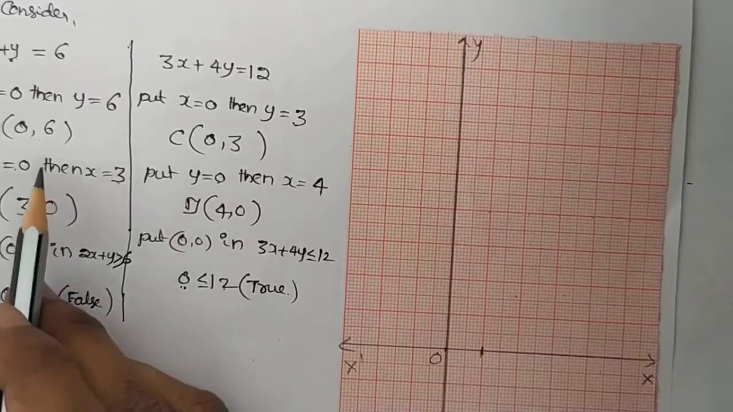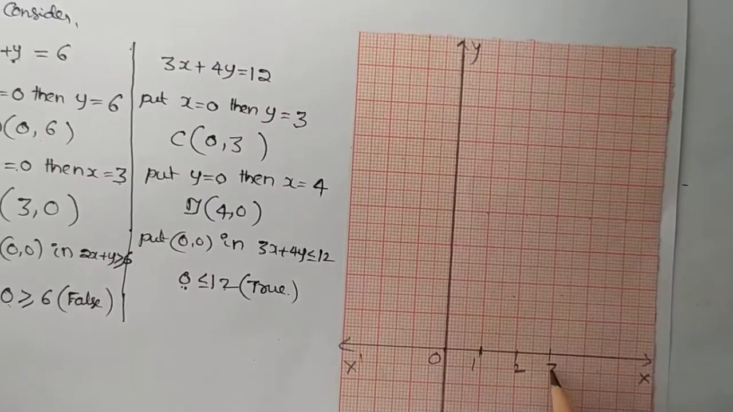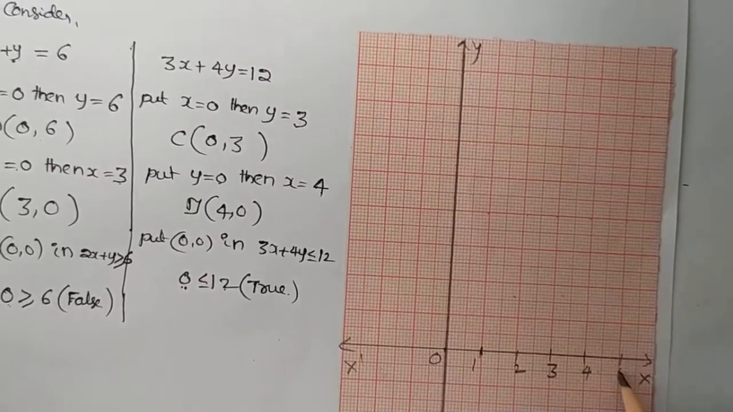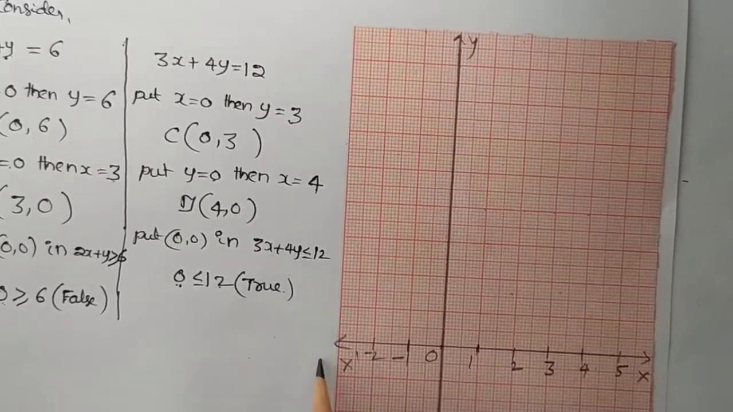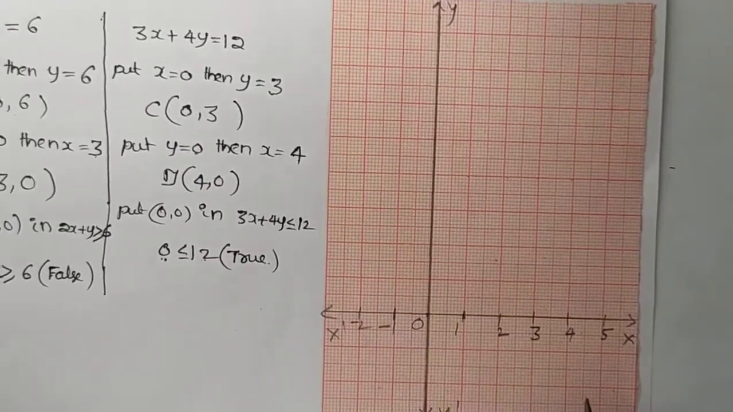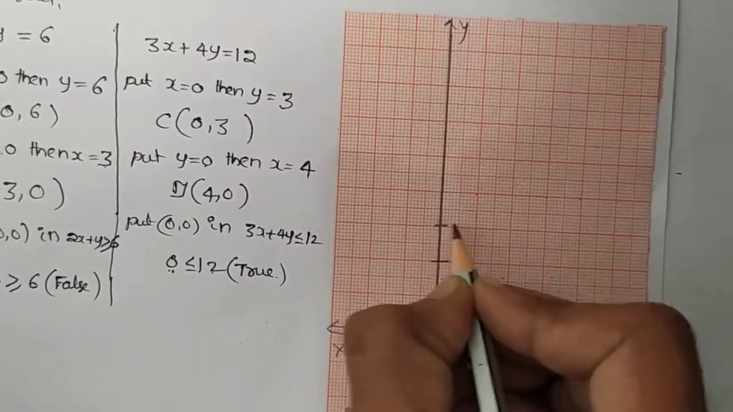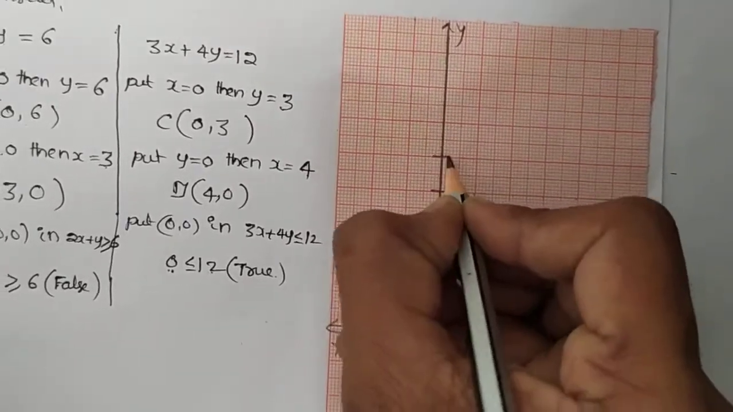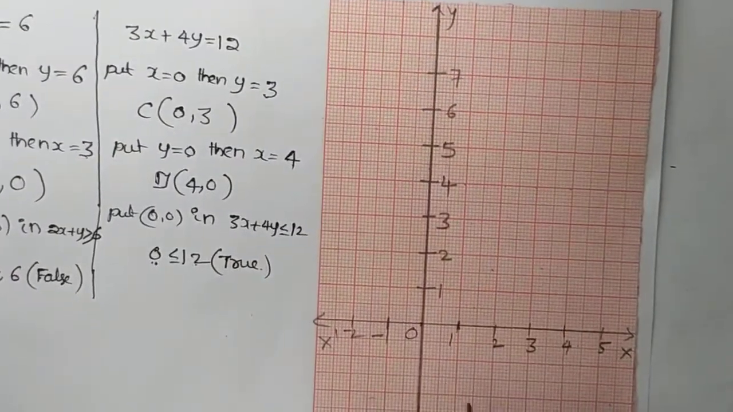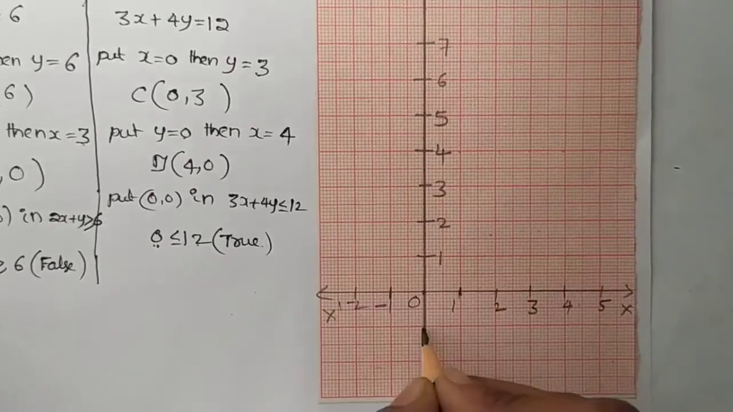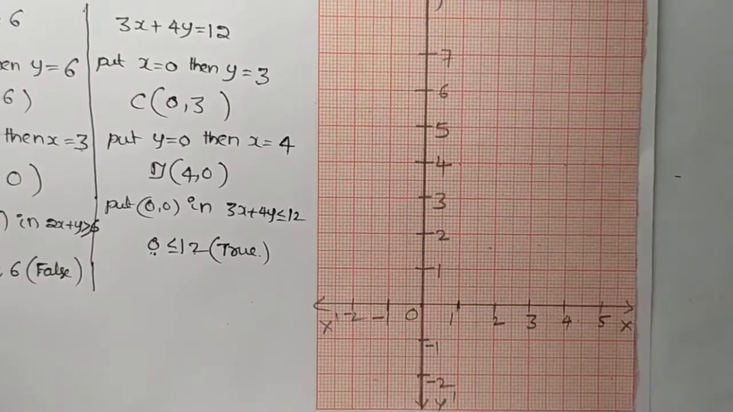The maximum x value will be 4. Take the values on the x axis: 1, 2, 3, 4, 5. Now what about the negative values of x? Minus 1, minus 2, minus 3, minus 4, minus 5, minus 6 and so on. Next, take the values on the y axis: 1, 2, 3, 4, 5, 6, 7, 8, 9, 10 and so on. Similarly, take the values on the negative y-axis: minus 1, minus 2, minus 3, minus 4, minus 5, minus 6 and so on.